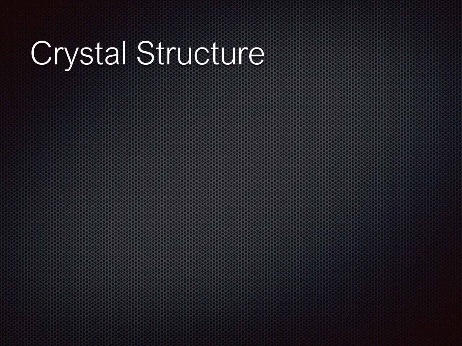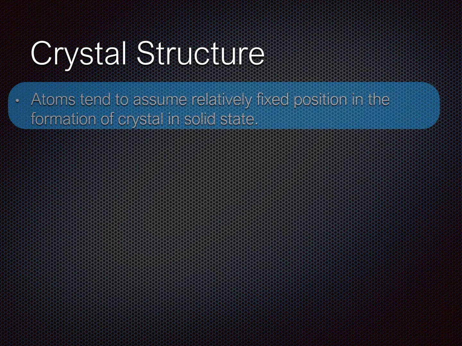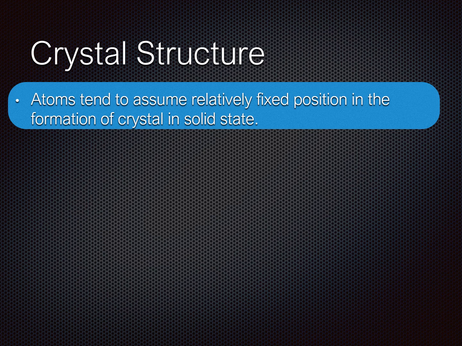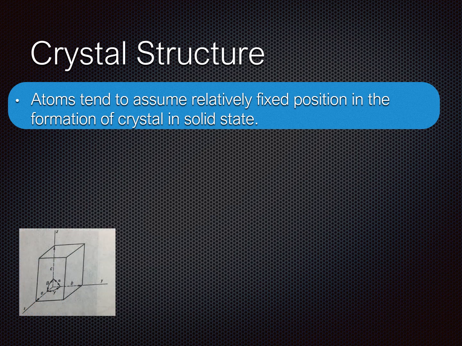Since the atoms tend to assume relatively fixed positions, this gives rise to the formation of crystals in the solid state. The atoms oscillate about the fixed locations and are in dynamic equilibrium rather than statically fixed. The three-dimensional network of imaginary lines connecting the atoms is called the space lattice, while the smallest unit having the full symmetry of the crystal is called the unit cell. The figure on the left-hand side shows a schematic representation of a unit cell.